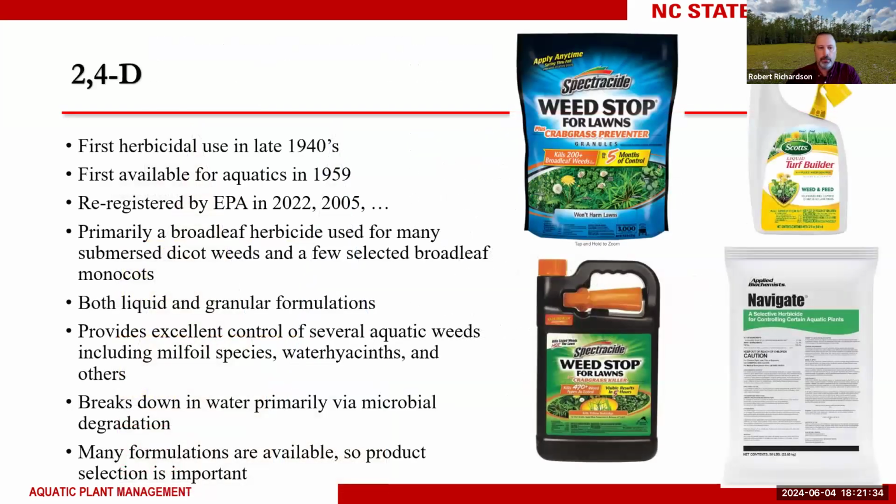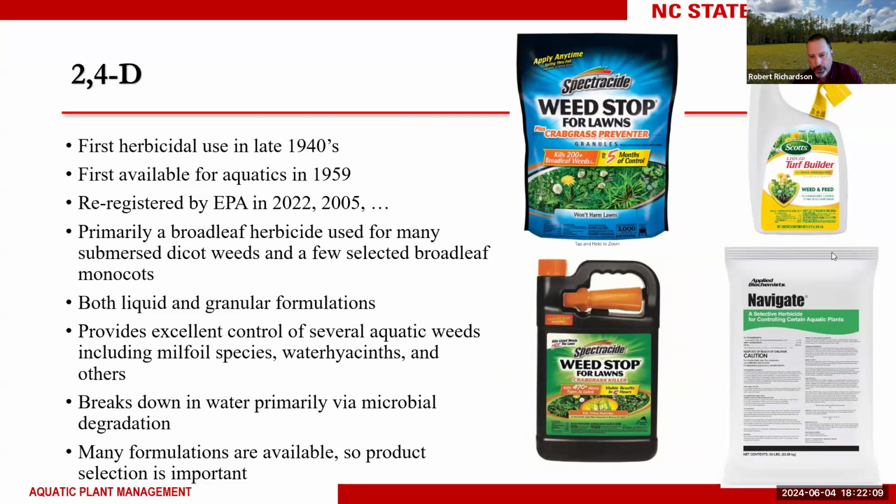Now 2,4-D is the most specific herbicide that you all are probably interested in. It's a very widely used herbicide. You can find it in a lot of lawn weed control products. I just went through earlier, and there's images of 3 turf products on the right that have 2,4-D in them. So 2,4-D was first identified in the 1940s as a herbicide and started being used in some field crops not long after that. It was first available for aquatic use in 1959.